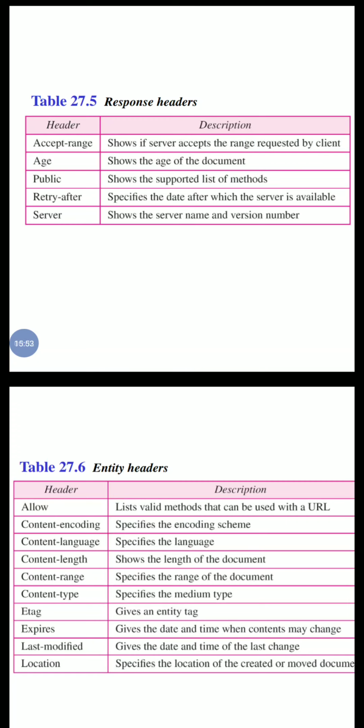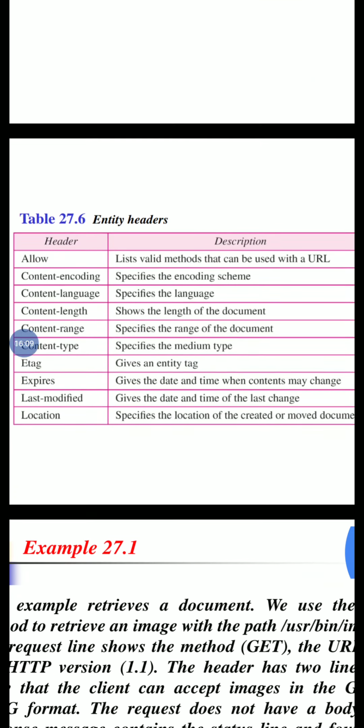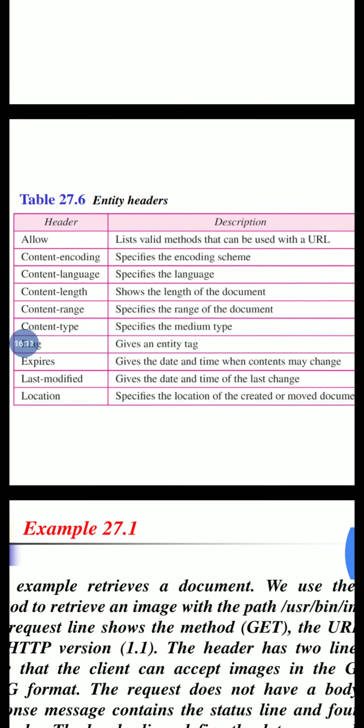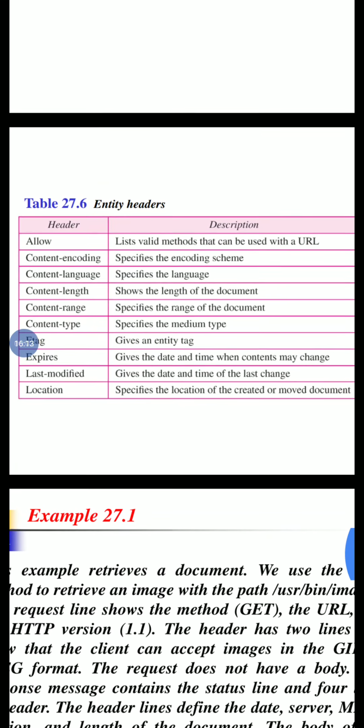Age shows the age of the document. Public shows the supported list of methods. Then Retry-After specifies the date after which the server is available, and Server shows the server name and the version number. So in the entity headers, we'll have the following headers.